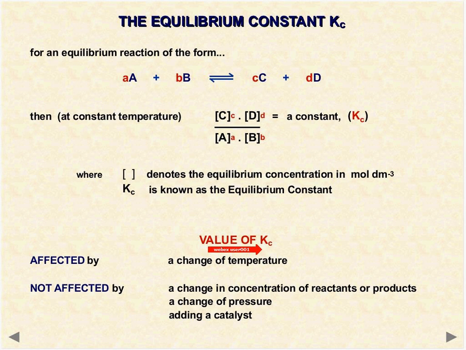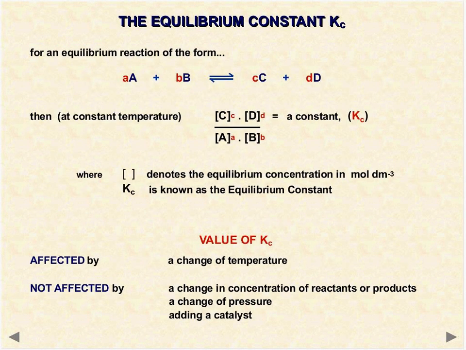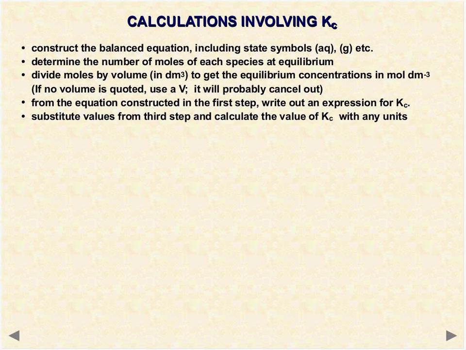Okay. Let us look at some examples based on this equilibrium constant. This was the equilibrium law. This we saw. Now calculations where you have to calculate Kc. First thing that you have to do is balance the equation in case it is not balanced. Then after balancing the equation, you will get to know the number of moles of each species at equilibrium, right?